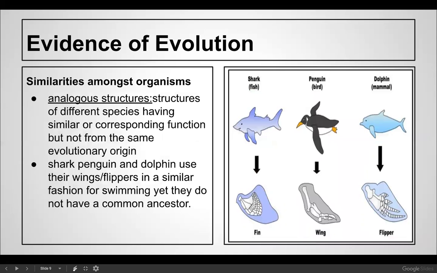Analogous structures are of different species having similar or corresponding function, but not from the same evolutionary origin. So a fin on a fish, the wing slash fin of a bird, penguin, and then the dolphin, its flipper. They're all similar, but they're not evolved from the same origin. One's a fish, one's a bird, one's a mammal. They're not coming from the same evolutionary path. And then the shark, penguin, dolphin use their wings and flippers in similar fashion.